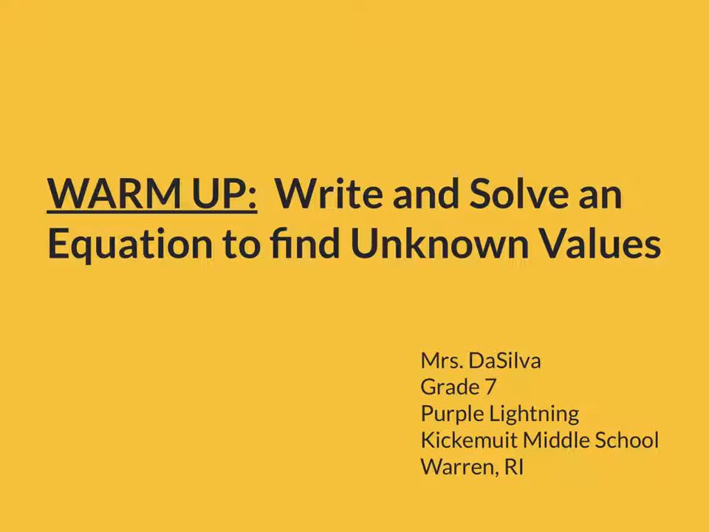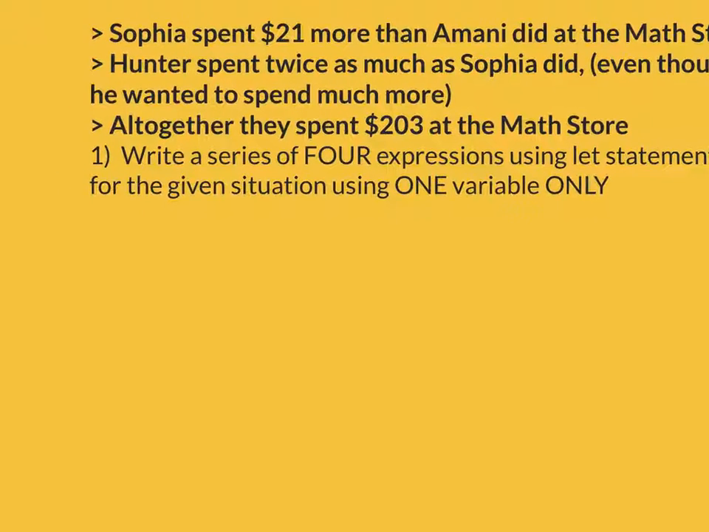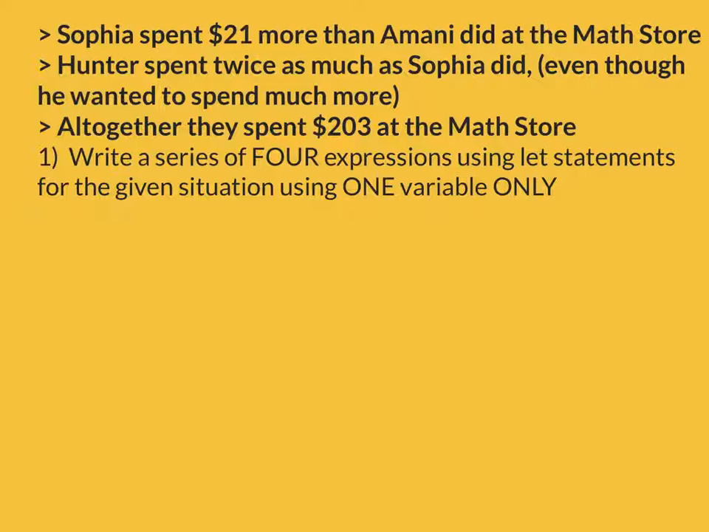So today we're going to be given a new scenario in which we'll be writing and solving an equation to find some unknown values. So the first thing we know is that Sophia spent $21 more than Amani did at the math store. I love the math store, one of my favorite places. So of course we ask ourselves, what comes first? Which thing don't we know first? Well, if Sophia spends $21 more, then that means we need to know Amani's first.